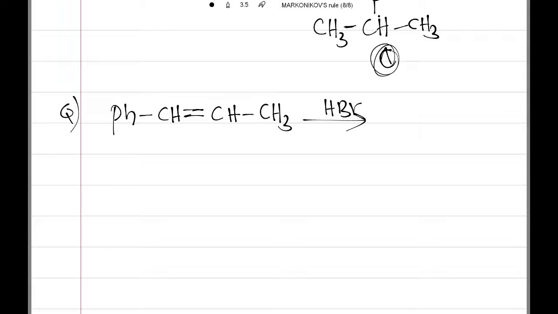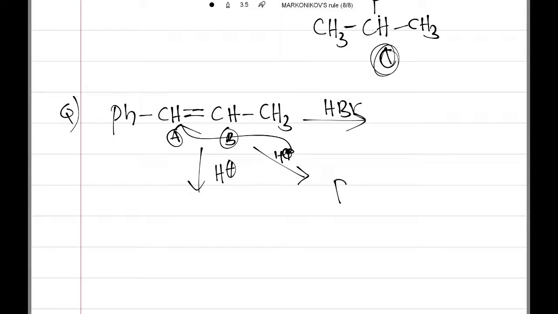So we will check with the two possible ways. H plus is attacking both the A carbon and the B carbon. If it is attached to the A carbon, what can we get here? We can get PhCH2 and CH+CH3. This is the product A.